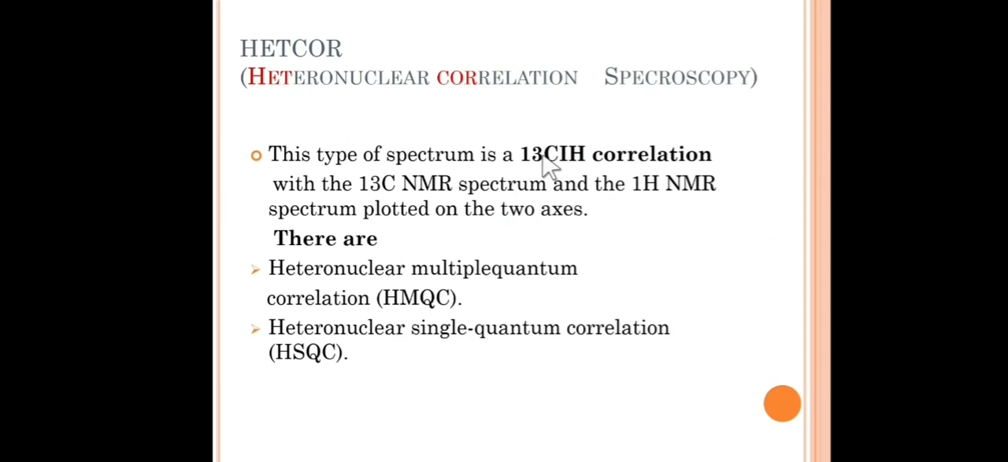So let's go for heteronuclear correlation spectroscopy. The word comes from hetero, meaning different nuclei, and correlation. It is nothing but a simple C13-H1 correlation, that is a heteronuclear correlation. In this type of spectrum we correlate the C13 NMR spectrum and the H1 NMR spectrum. There are various types of heteronuclear correlation spectroscopy found in NMR.